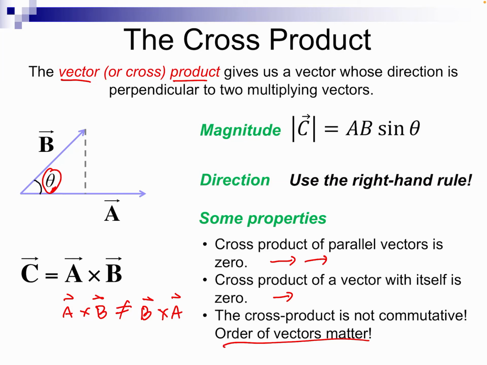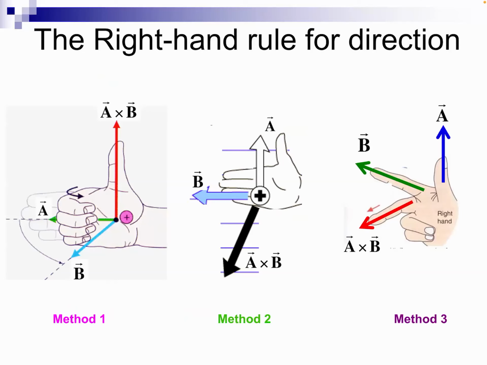Cool. All right, so let's see how we find the direction using the right-hand rule. There are many methods of doing the right-hand rule. You probably learned something in school, and if you search the internet, there are many methods. The first method I want to call the curling method, where you curl your fingers from A to B.